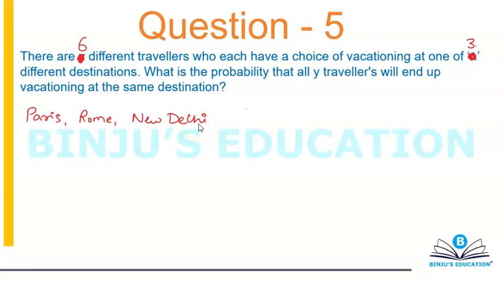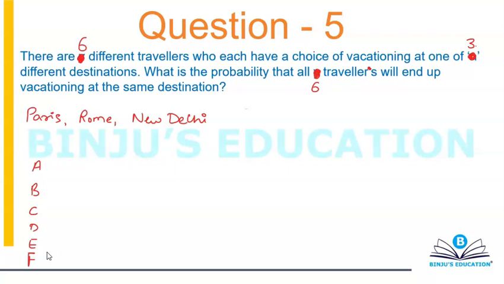What is the probability that all six travelers will end up vacationing at the same destination? So they will end up in the same destination. That's the question. Now, let's first understand this question from an individual perspective. We have six different travelers, let's name them A, B, C, D, E, and F, and they all have three options: Paris, Rome, and New Delhi.